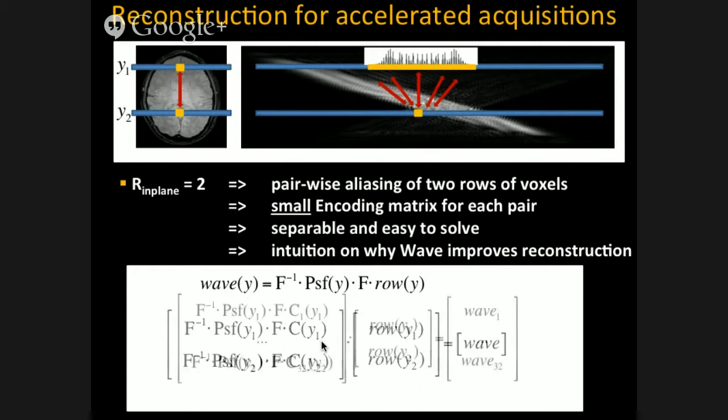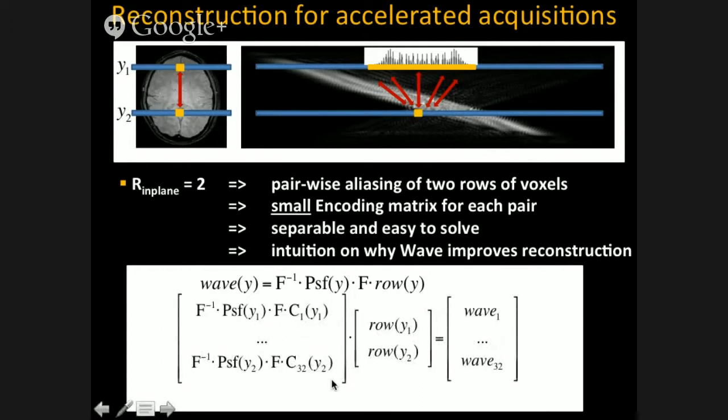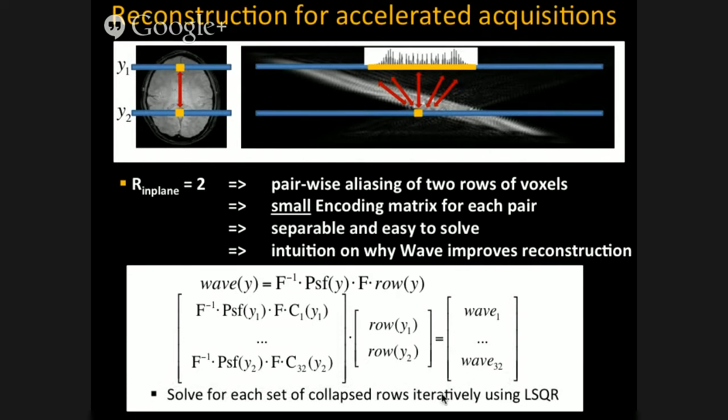And not only one, but I have multiple coils, for instance, 32 channels. And this small system is my encoding matrix. By solving this, I can recover the underlying collapsed rows using the k-space data of the acquired wave image. And I can solve for each set of collapsed rows iteratively using this least-squares method. This way, I don't need to form this matrix explicitly, and I can use fast Fourier transforms. So the reconstruction is relatively simple. All we need to do is to solve a linear system, and we get the underlying magnetization.